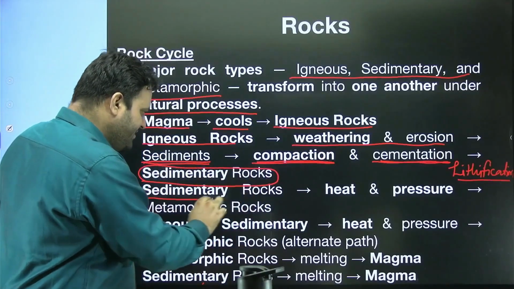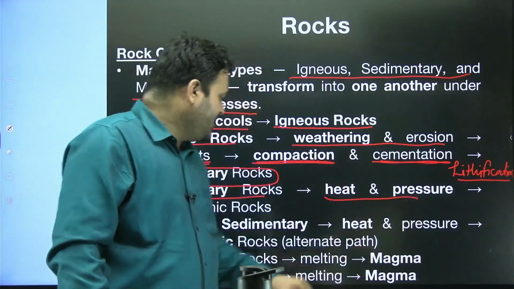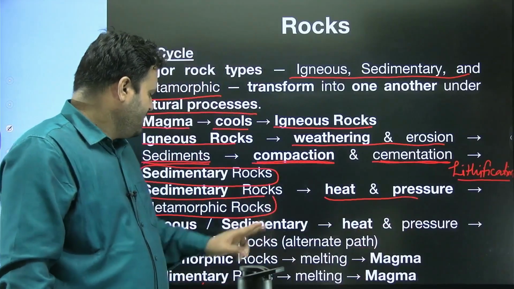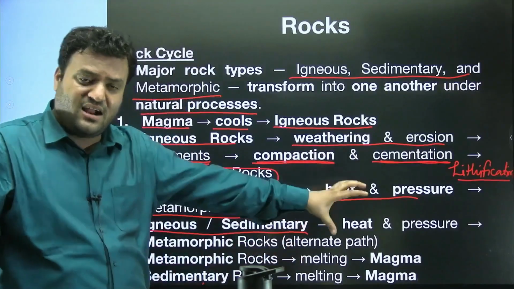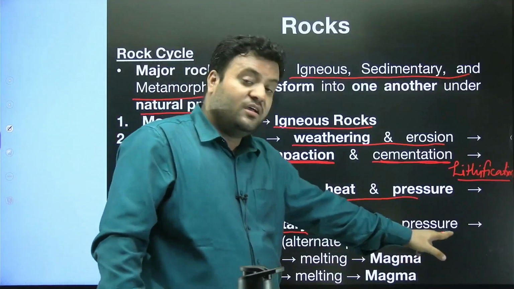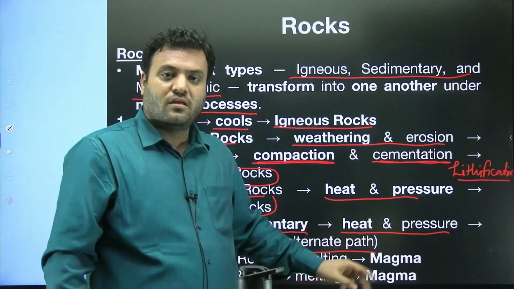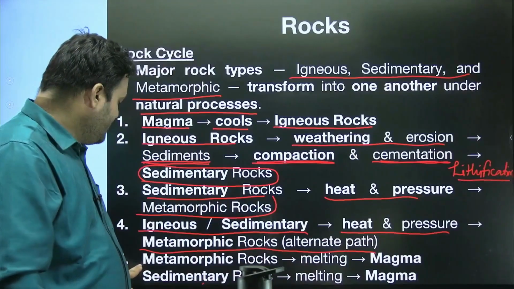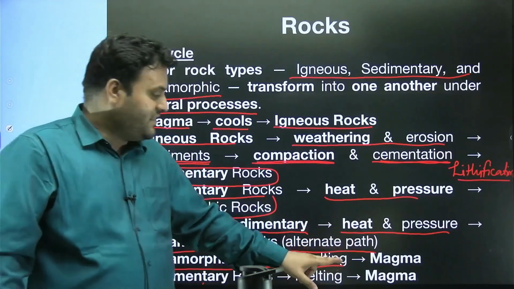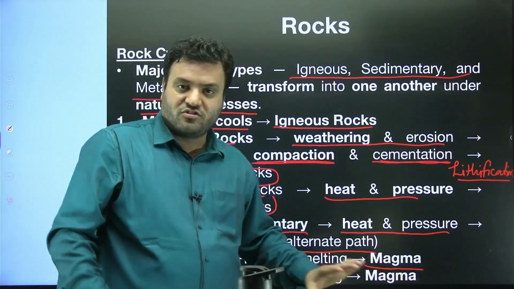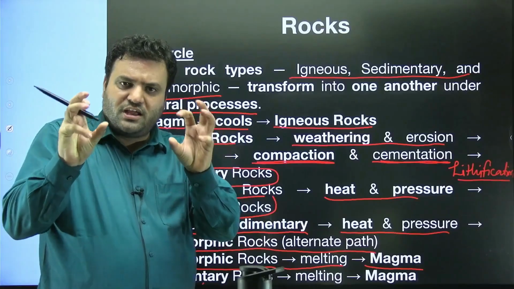Now these sedimentary rocks, if they are subjected to intense heat and pressure, will become what? Metamorphic rock. Also these igneous rocks or sedimentary rocks, if they are directly under the influence of heat and pressure, would be directly converted to metamorphic rock. If these metamorphic rocks melt, then ultimately they will transform into igneous rocks. It means there is a proper cycle. The conversion of these rocks takes place constantly.